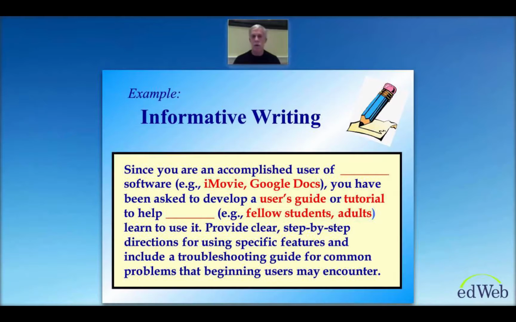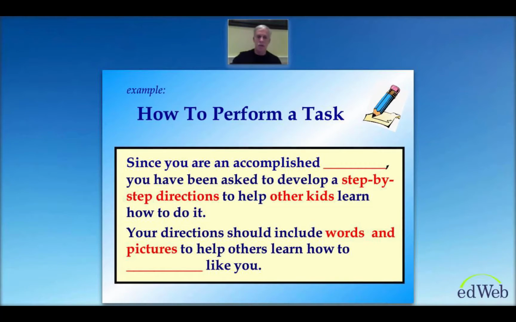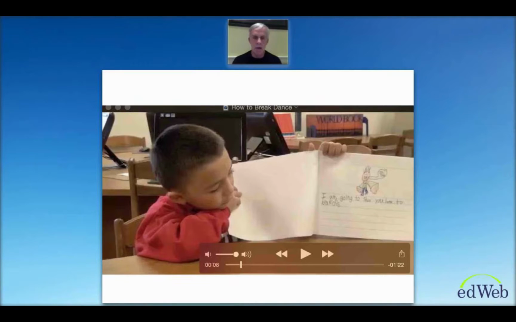So let me show you an example from an elementary classroom. Actually, here's a simplified version of that informative writing frame. This task frame was used by teachers in an elementary school, and this is a little first grader who has developed a how-to guide in the form of a picture book on something that he likes to do and knows how to do, which is breakdancing. In the interest of our schedule, I'm not going to show the video, but he is showing his book, step-by-step guide to breakdancing, and then he does an actual demonstration of the task or of the skill. So that's an example of a task frame.